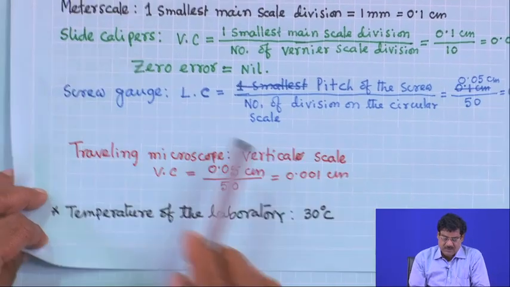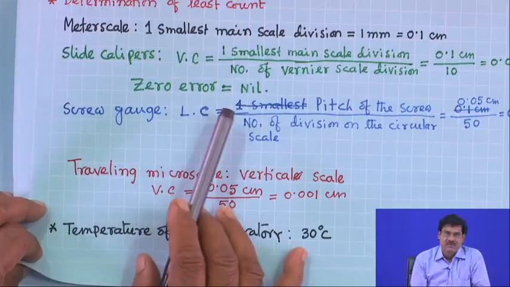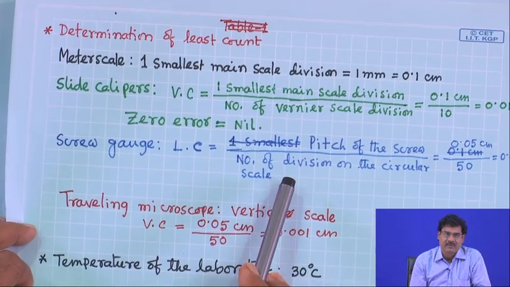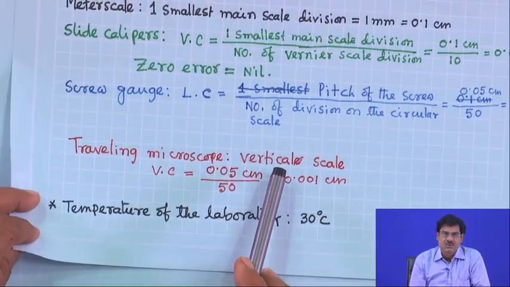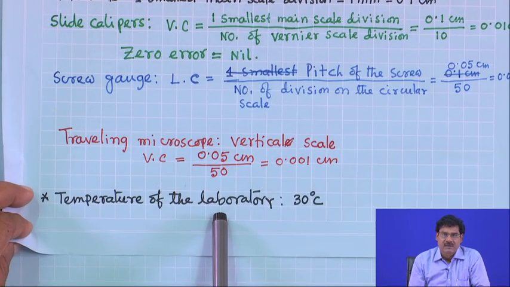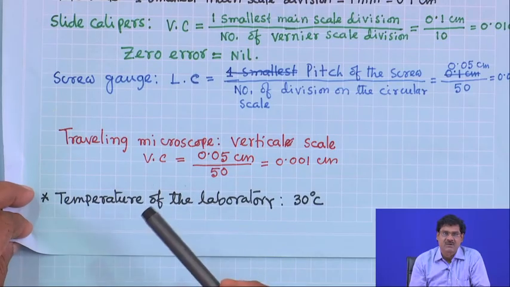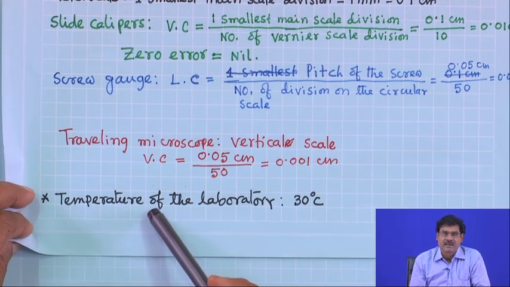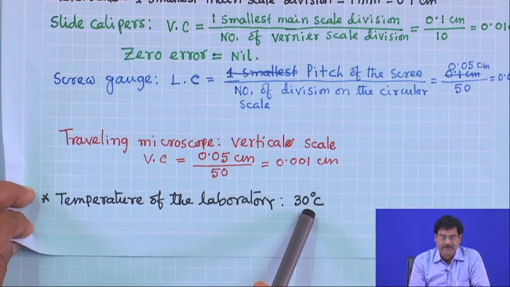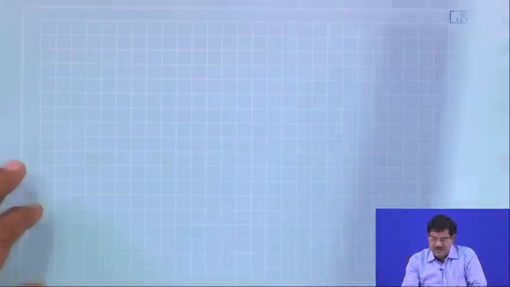Whatever tools we used, we found the least count and noted them all down. You should also note down the temperature of the laboratory, because most parameters, including the Young's modulus, depend on the temperature at which you take the readings. In our laboratory it was around 30 degrees centigrade. Now we have to measure L, then b, d.